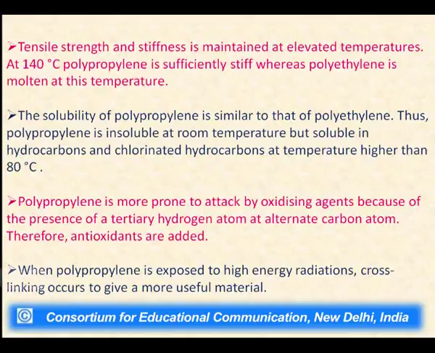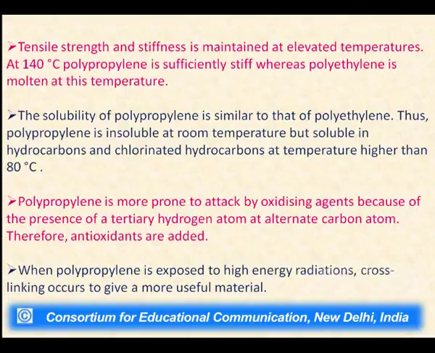The tensile strength and stiffness are maintained at elevated temperatures. At 140 degrees centigrade, polypropylene is sufficiently stiff, whereas polyethylene is molten at this temperature. So, this is the difference in the stiffness of these two addition polymers. The solubility of polypropylene is similar to that of polyethylene. Thus, polypropylene is insoluble at room temperature, but soluble in hydrocarbons and chlorinated hydrocarbons at temperature higher than 80 degrees centigrade.